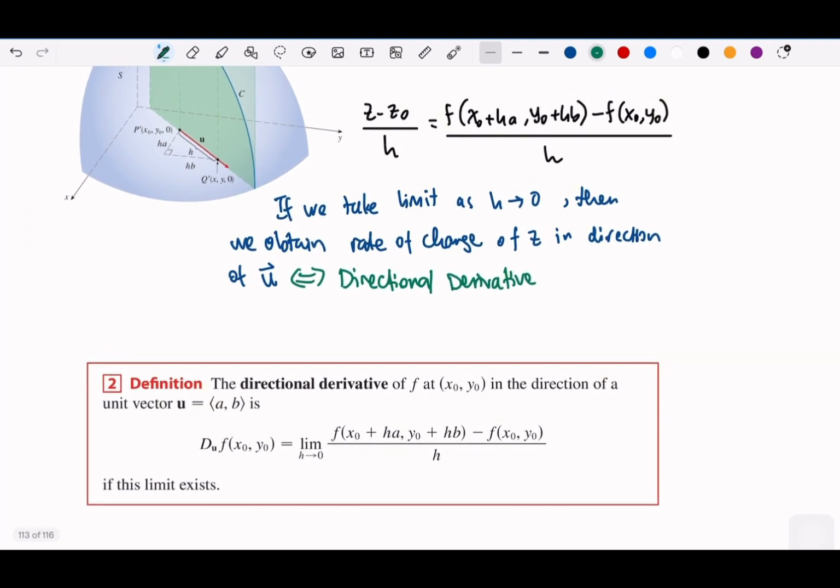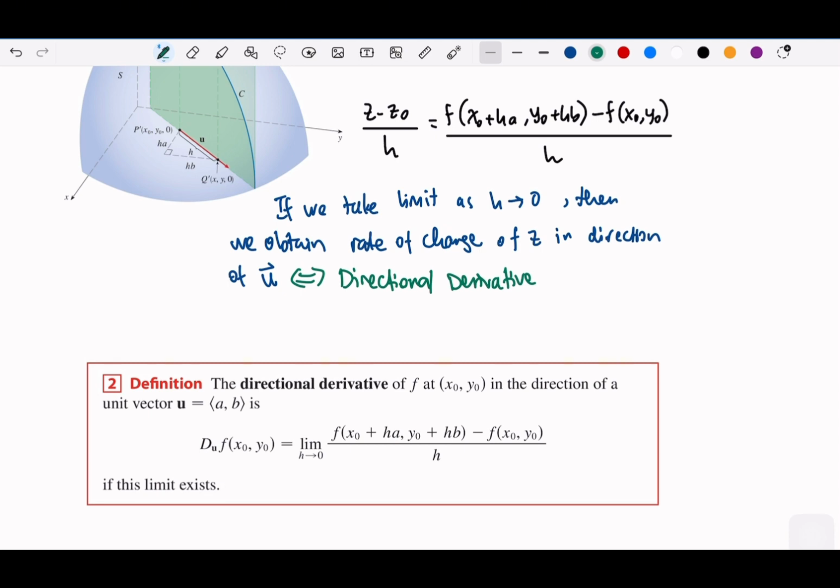Or we take the symbol for directional derivative with D, with subscript u. u is the direction of the vector, or it's supposed to be the unit vector of f at this point, if, of course, the limit exists. Remember, the u is a unit vector. It's a unit vector.